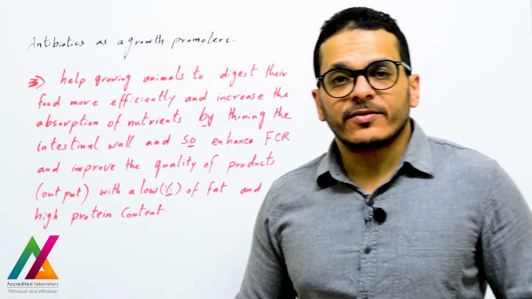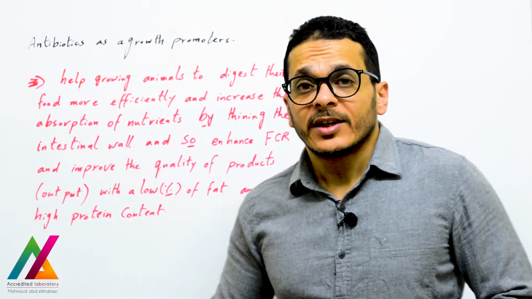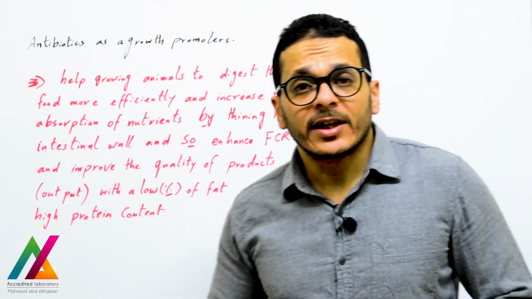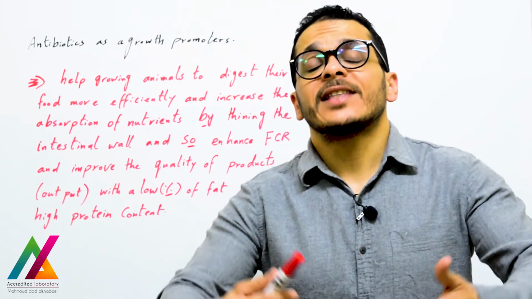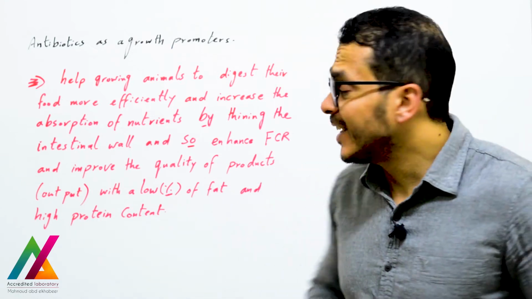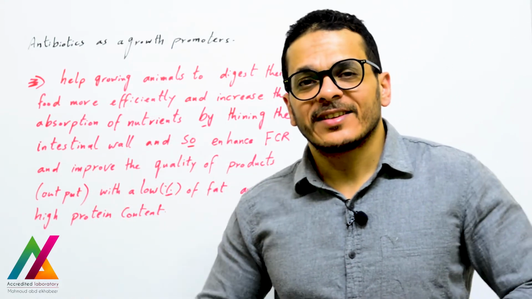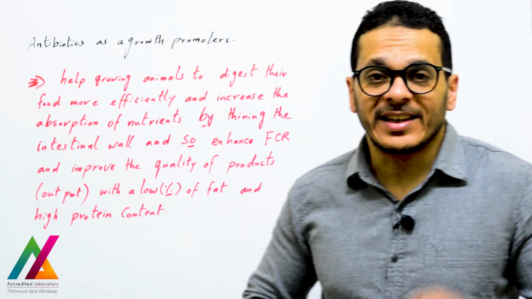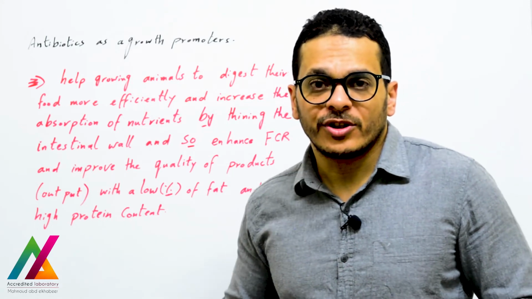They thought that if low doses of antibiotics are given to the animal for a long period of time, that will help growing animals to digest their food more efficiently and will increase the absorption of nutrients by thinning the intestinal wall, because it will suppress the sensitive population of bacteria in the intestine, and so will enhance the feed conversion ratio.